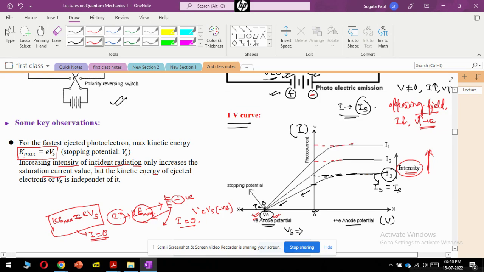The saturation current for the maximum intensity is Is equal to I1, and for the lowest intensity the saturation current value I3 is the lowest of all. So this is a proportionality relation: as the intensity of the incident radiation increases, the saturation current value of the circuit also increases. That's why I1 is greater than I2, which is greater than I3. This is proportional to the intensity of the incident radiation. But surprisingly, Vs in all cases is the same. Vs is not affected by the change of intensity of the incident radiation.